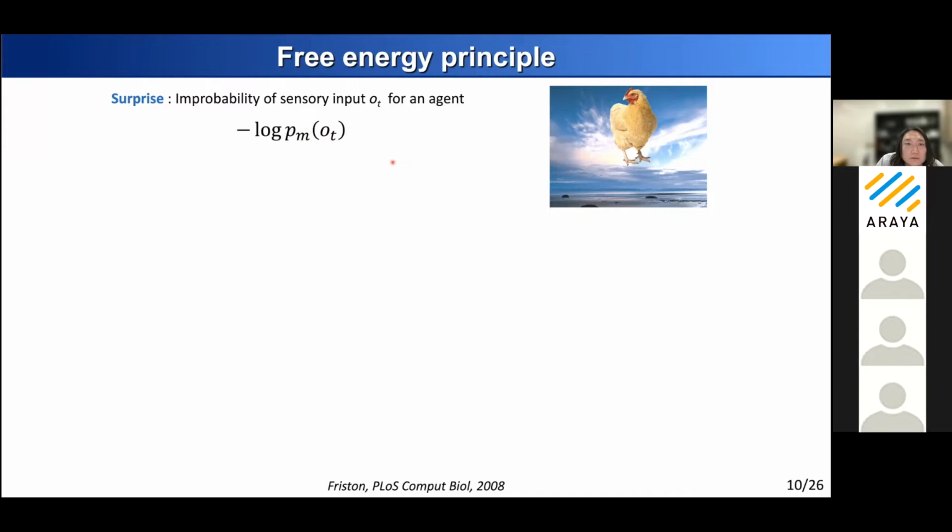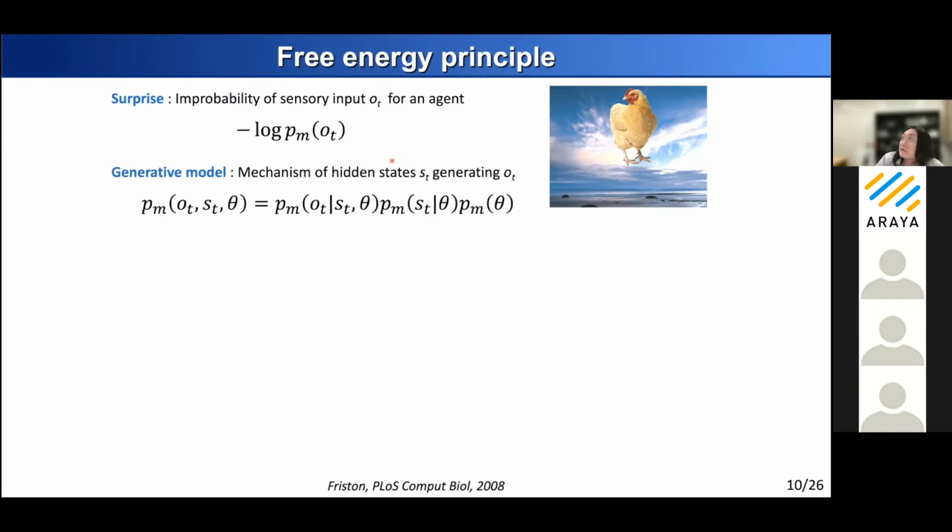And to do so, we consider the generative model, which is a model that contains all quantities related to the external world state. Here, O is observation, S is a hidden state, and theta is the parameter that characterizes the generative model. And this can be decomposed like this. For example, the first conditional probability indicates the probability of O when S and theta are given.